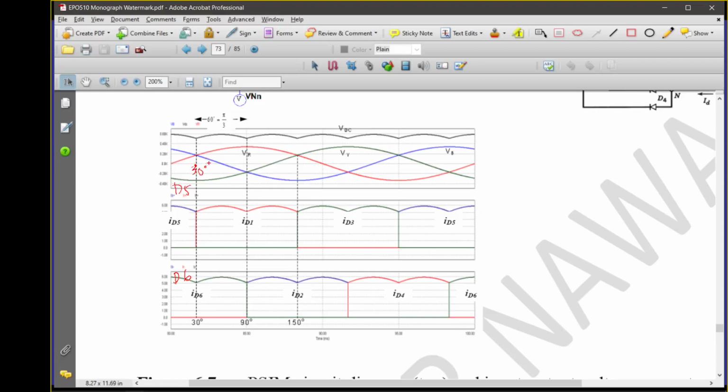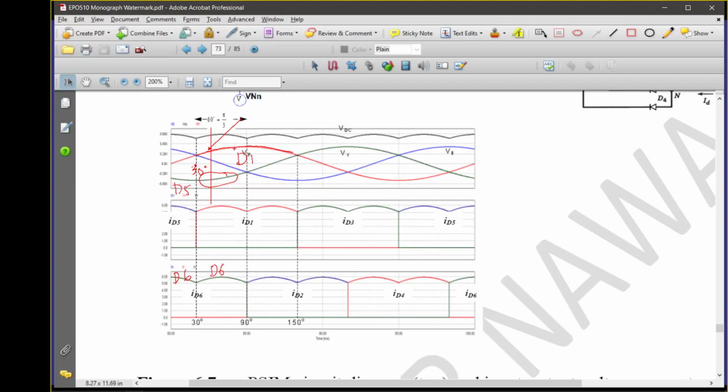Next point we have, let's say, just after 30 degree here. So we know this is 30 degrees. Let's say we are at that particular point. Here we have red at its highest potential, isn't it? So D1, and for the bottom group, we still have a yellow phase current that operates, turn on. So we still have D6 operate at that point, isn't it?